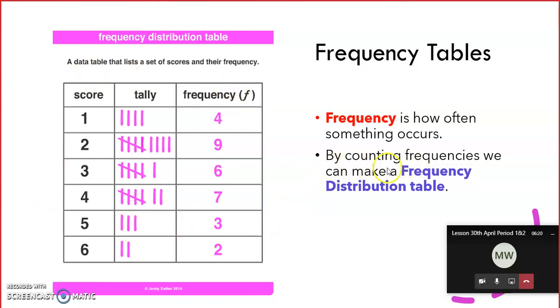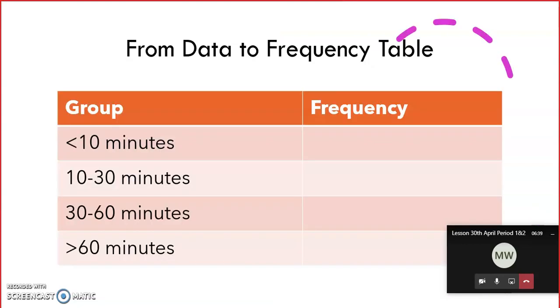So if we count the frequency, we will be able to fill in the frequency there. We call this whole thing the frequency distribution table. Now, distribution means how it is distributed, how it is allocated in each block. Okay, so we're going to look at our data for sure. We're going to look at the survey we just did.